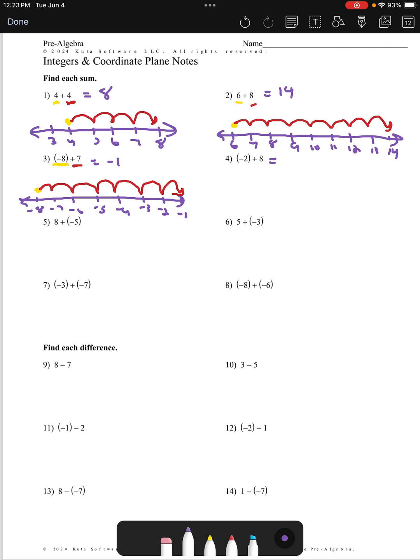Negative 2 plus 8. I can tell you right now it's 6. But again, let's take a look at this on a number line. So we're starting at negative 2, negative 1, 0, 1, 2, 3, 4, 5, 6. Starting at negative 2 and taking 8 steps to the right. 1, 2, 3, 4, 5, 6, 7, 8.